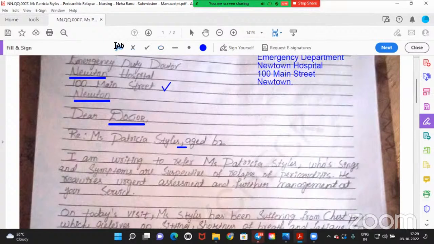62. 62 should be round letters. It is looking like B2. 62 should be looking like this. You have written B2. Okay. See, 6 is bigger, 2 is smaller. Why? Same height. Same height.